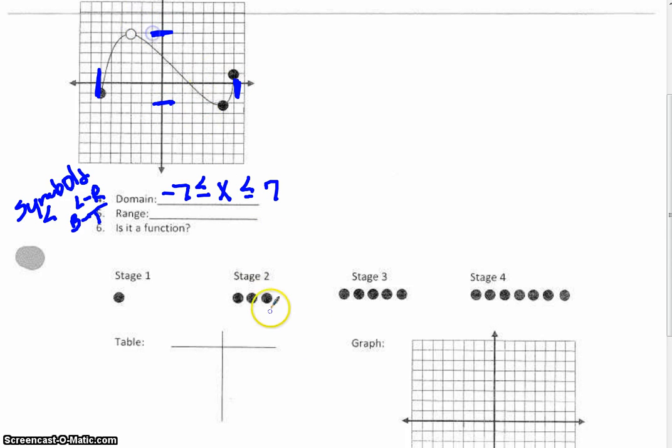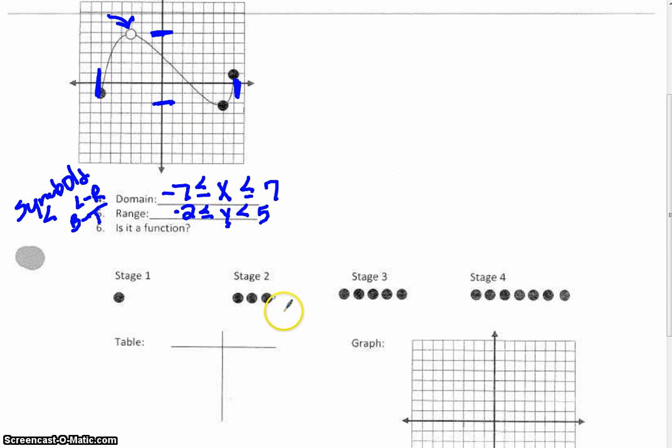Your range, this is as low as it gets. This is as high as it gets. So we have a negative 2. It's less than or equal to because it's a solid circle down there. Range is talking about y. It's less than or equal to, and it's not less than or equal to. Why is it not less than or equal to? This is an open circle, so it's just less than. 1, 2, 3, 4, 5.